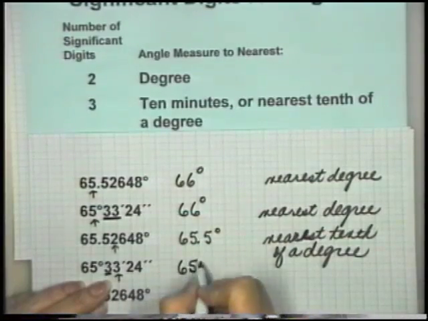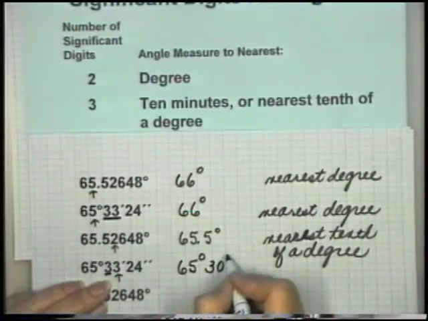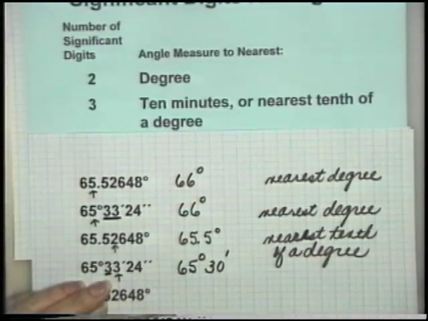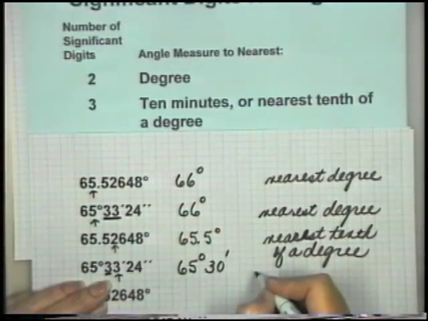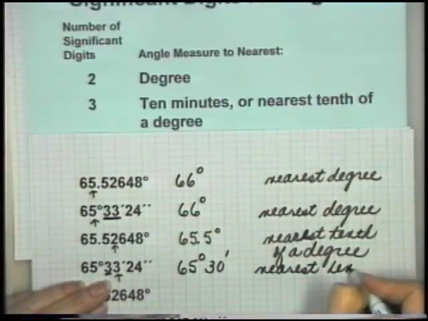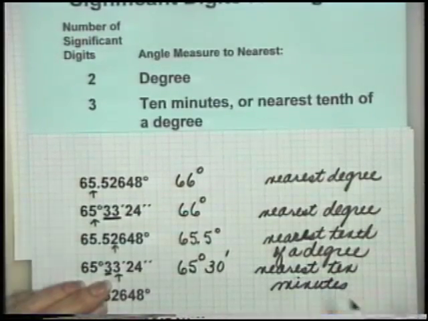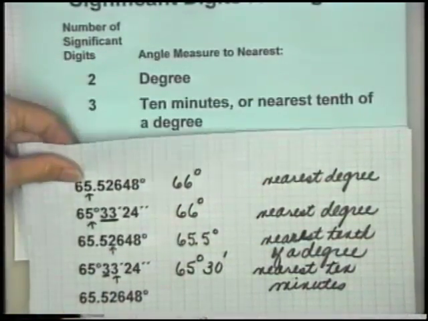And since we want the nearest 10 minutes, that would be 30 minutes, wouldn't it? So that would be nearest 10 minutes.